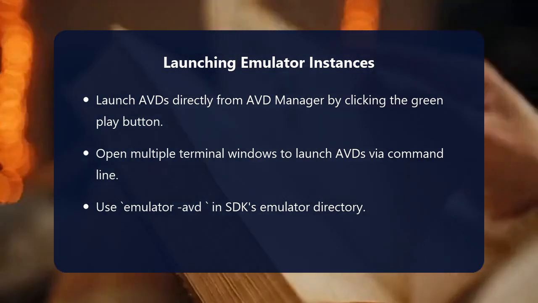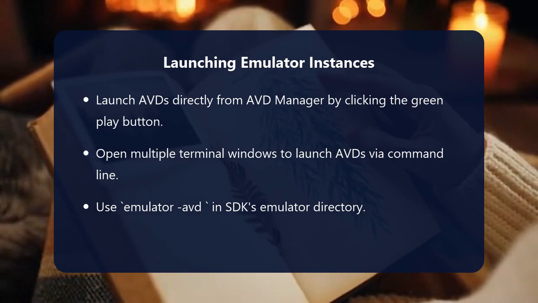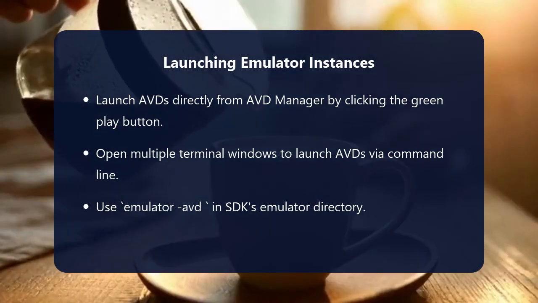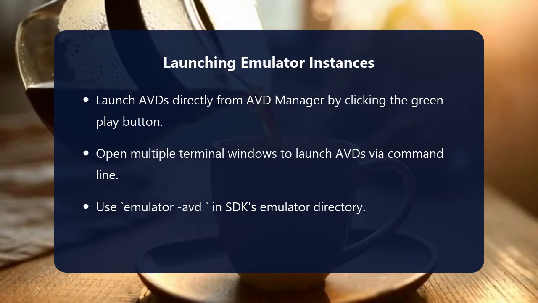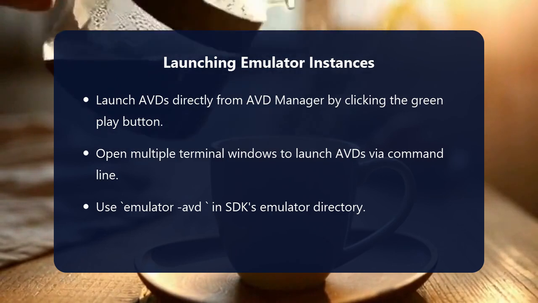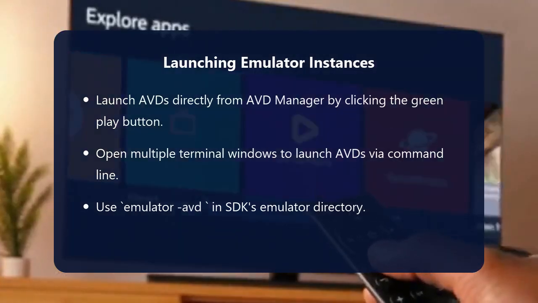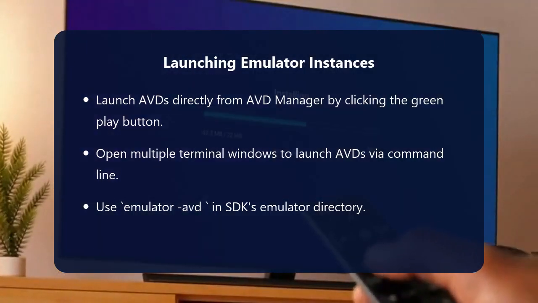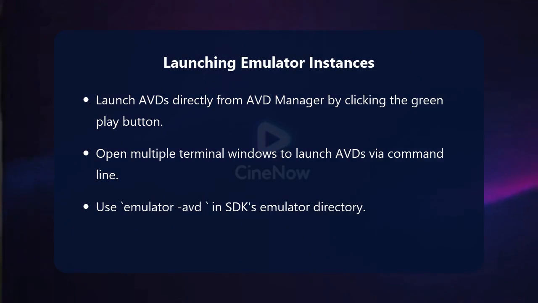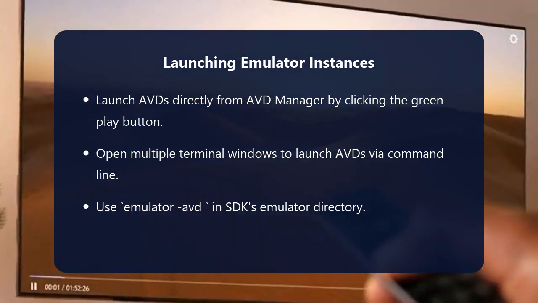The simplest way is directly from the AVD Manager window. For each AVD you wish to run, locate it in the list and click the green play button under the Actions column. Each click will launch a separate, independent emulator window. To launch another instance, simply click the play button for a different AVD, or even the same AVD again if you want multiple instances of the exact same configuration, though this is less common for testing.